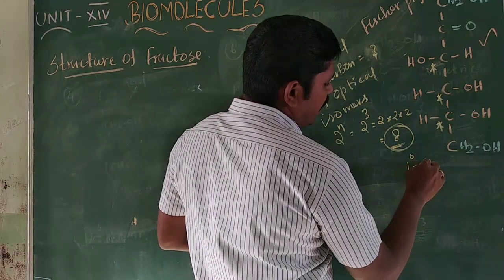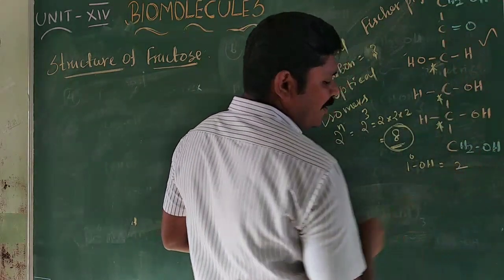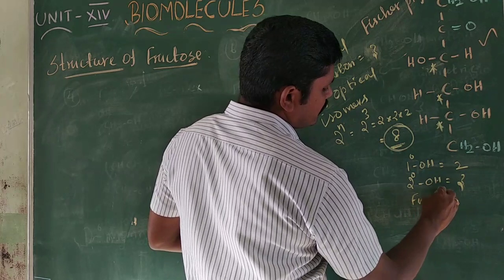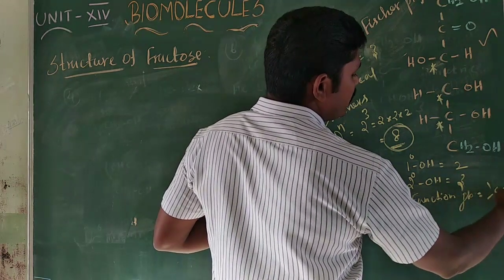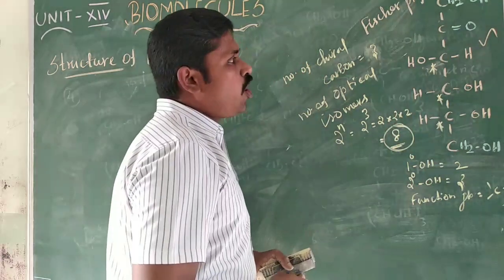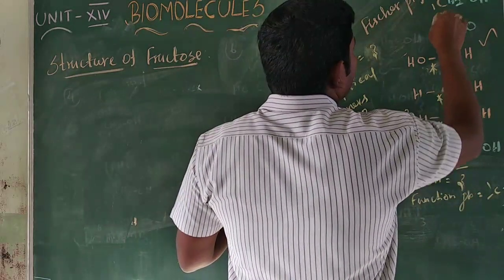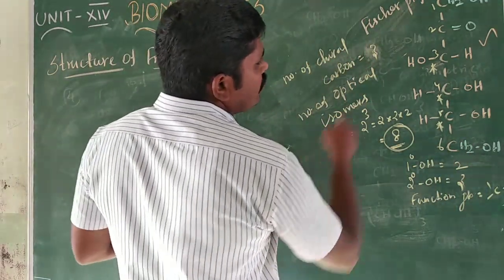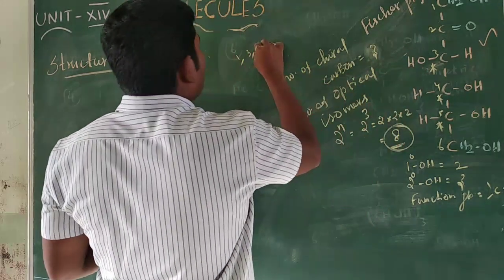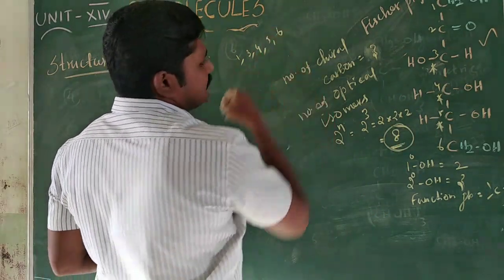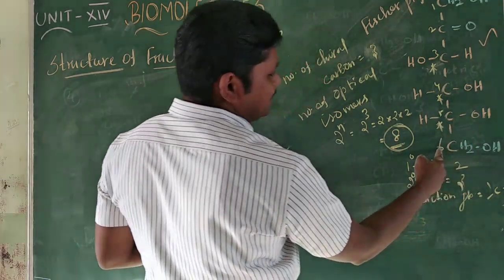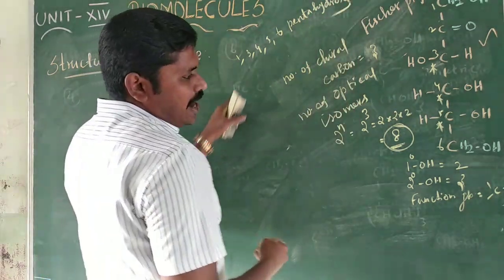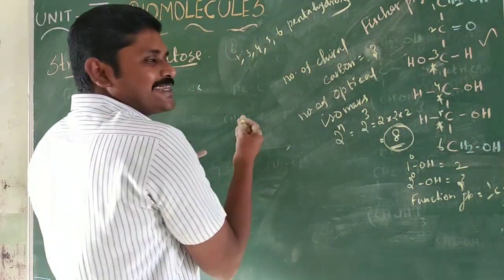The number of primary alcohols is 2 and the number of secondary alcohols is 3. The functional group is a keto group, so fructose is a keto hexose. The IUPAC name of fructose, numbering the carbons 1 to 6, is 1,3,4,5,6-pentahydroxyhexan-2-one.